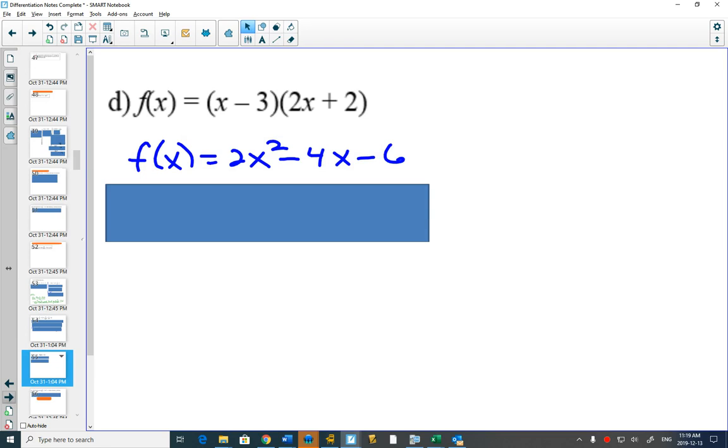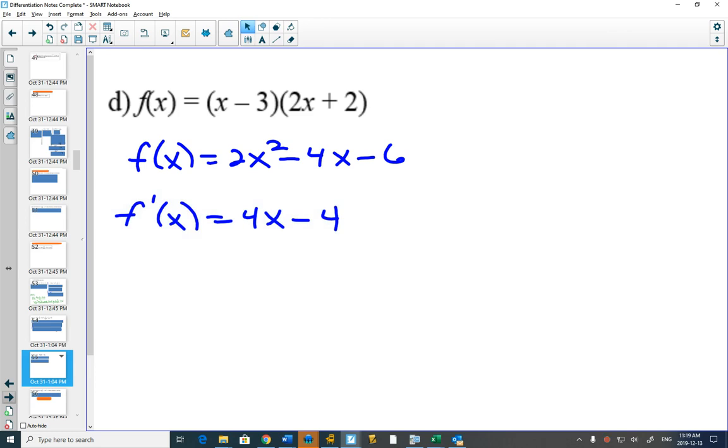And finally in D, you'd have to multiply it out first so that it's in a form you can do the derivative, and then you could find the derivative.